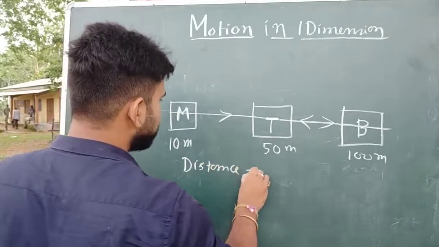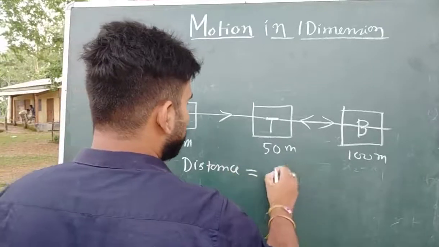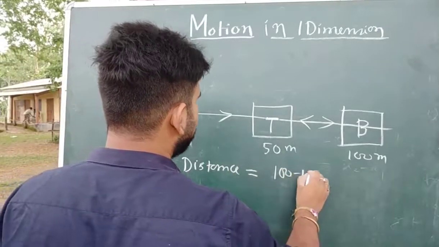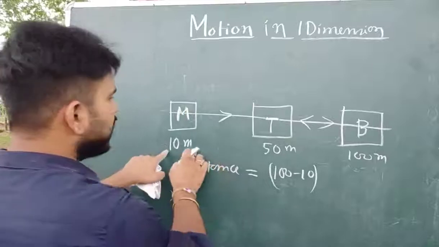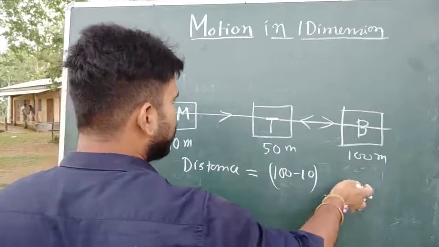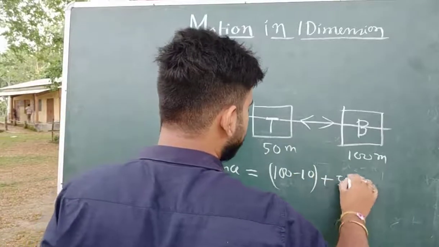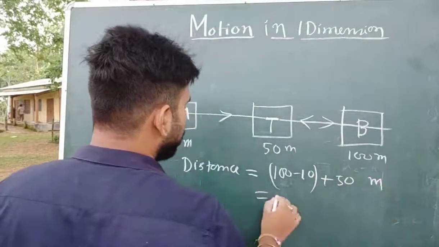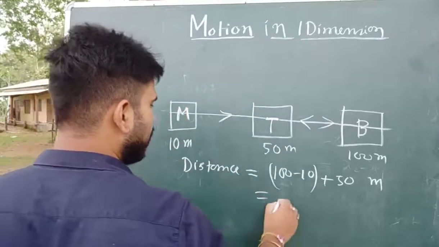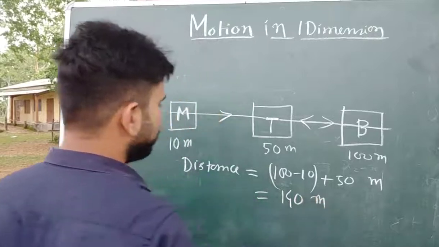So what will be the distance? From 10 meter to 100 meter, that is 100 minus 10, I move 90 meter distance. Then back to Torun's house, 100 to 50, that means 50 meter. So in total, I get my distance as 140 meter.